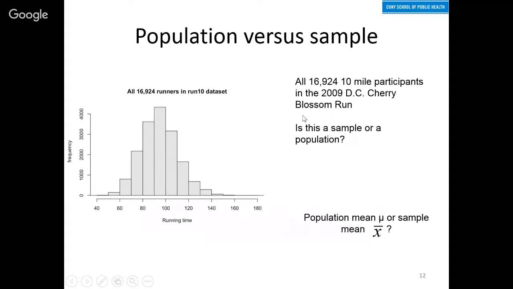Well, I guess it depends on how you're going to consider it. If your target population is the 2009 DC Cherry Blossom Run, then it's the population. And if you're doing analyses on some subset of that, you're going to be assuming that is your population. You could also think of it as a sample if your interest was in all 10-mile runners or all the years of this competition, and you considered this to be a representative sample of some larger number of runners.